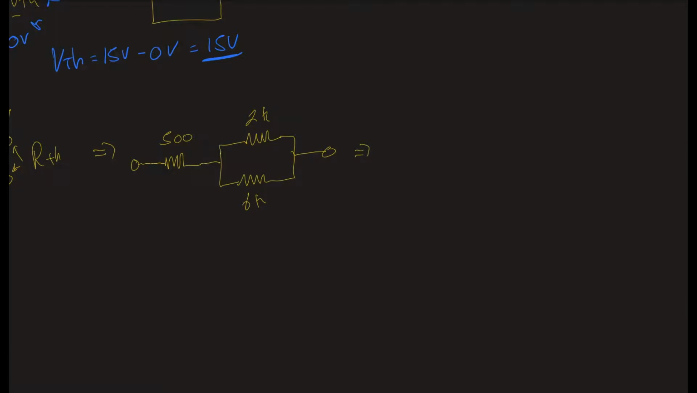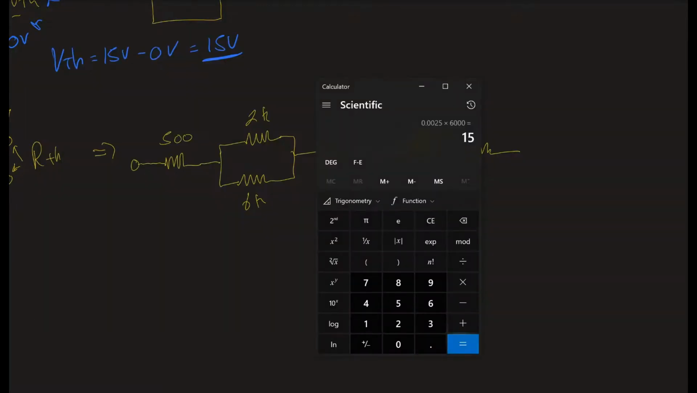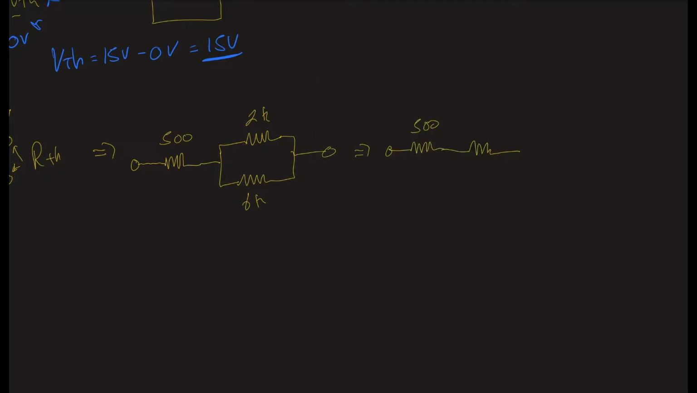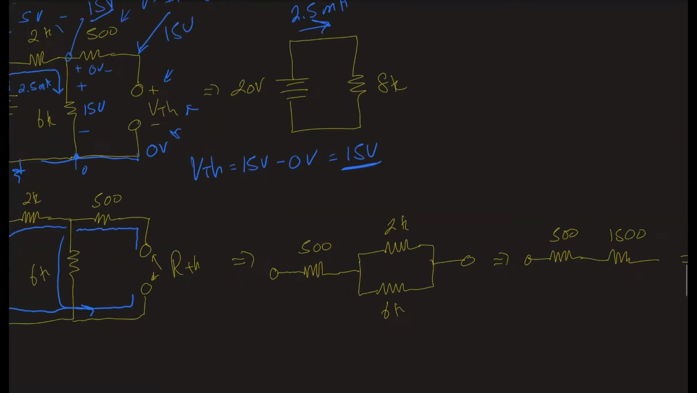So again, if I were to shrink this, we would have a 500, and then 2K in parallel with 6K. So I have 1 over 2e3 plus 1 over 6e3 equals 1 over x. So we get 1500. And if I add these up, I get one resistor of 2000, which is the same as 2K. And so that's it.